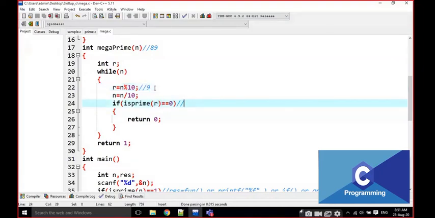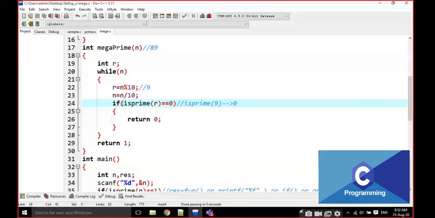R value is 9. Then I'm going to check is prime of 9. What is it going to return? Can anyone, students, tell me the result of is prime of 9? 0, right? It is going to return 0.